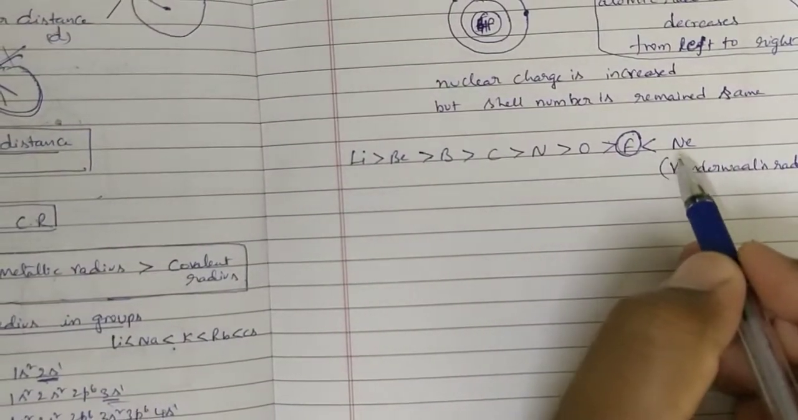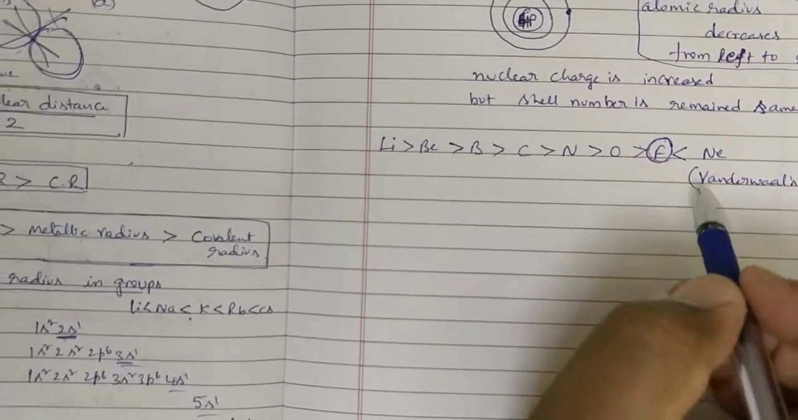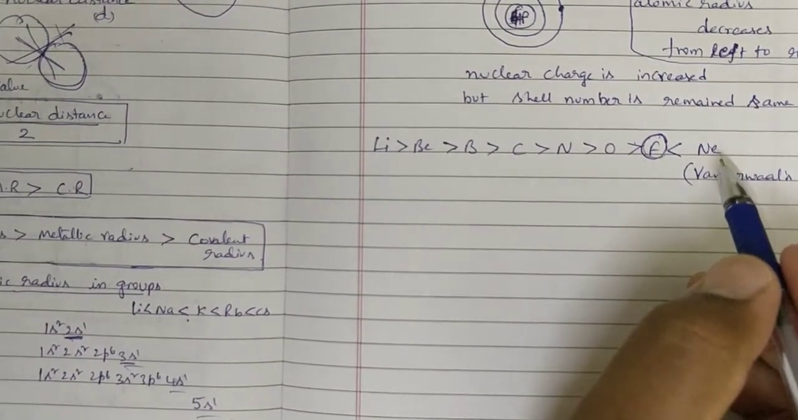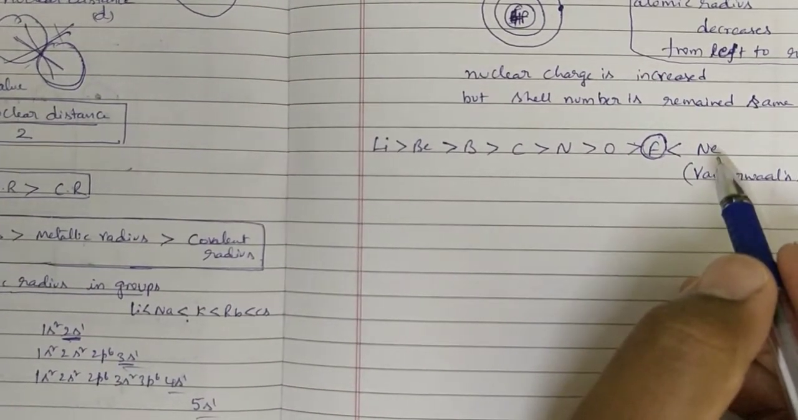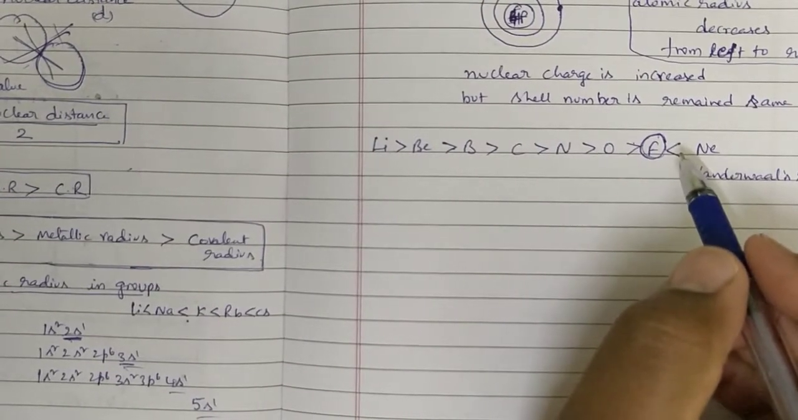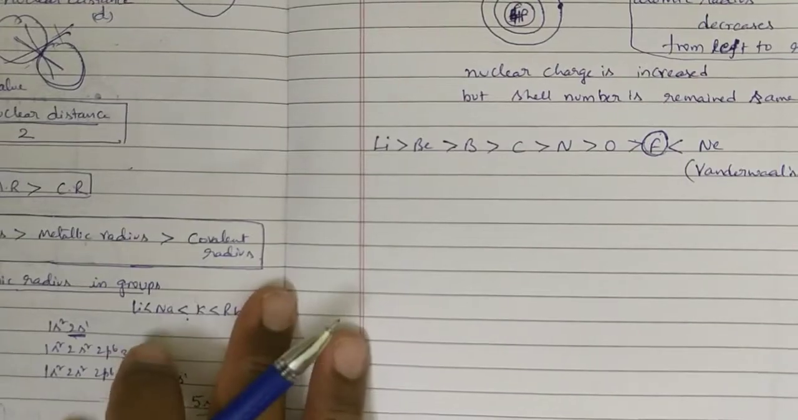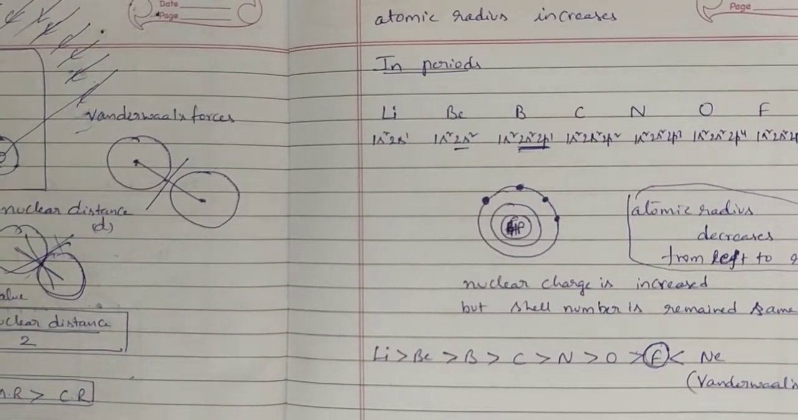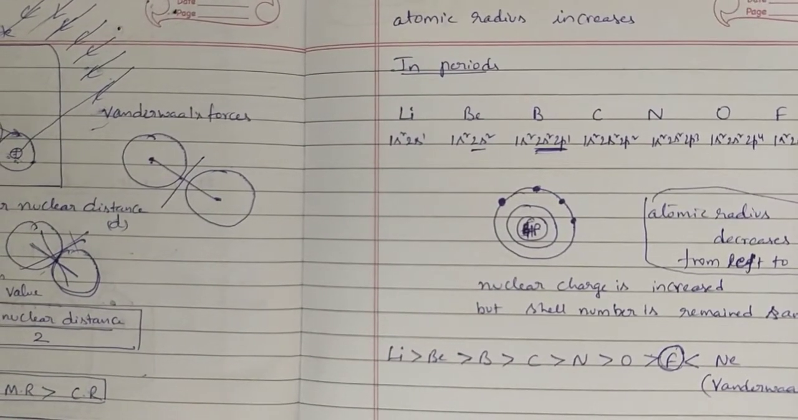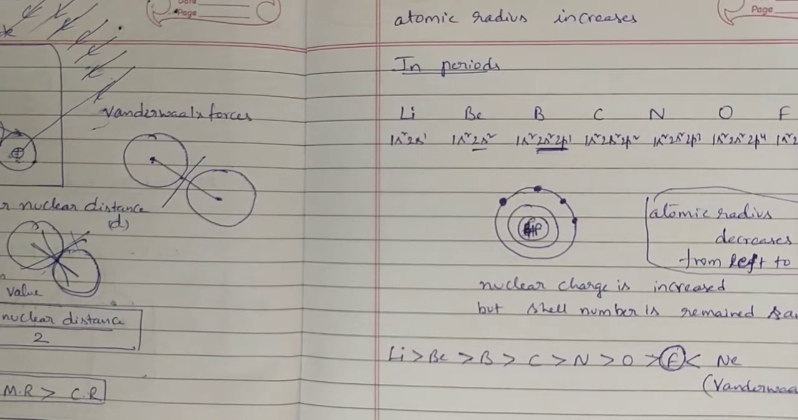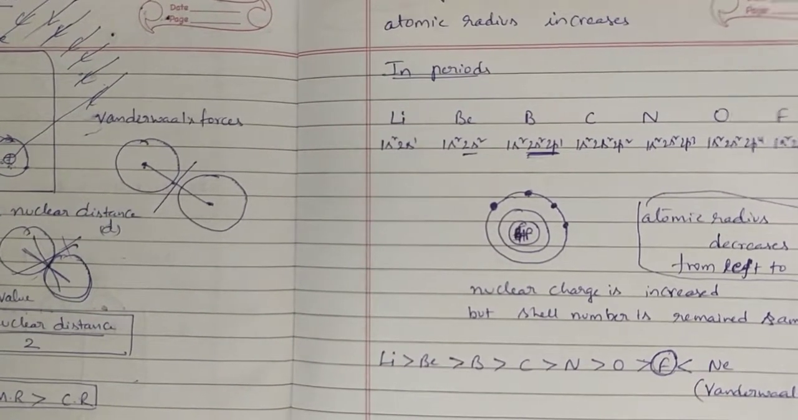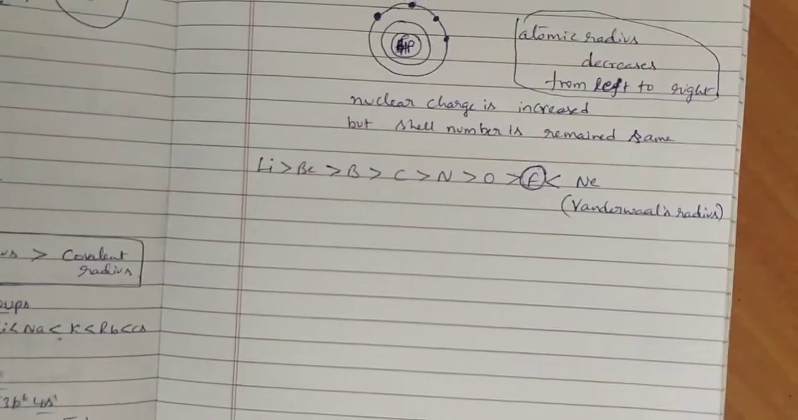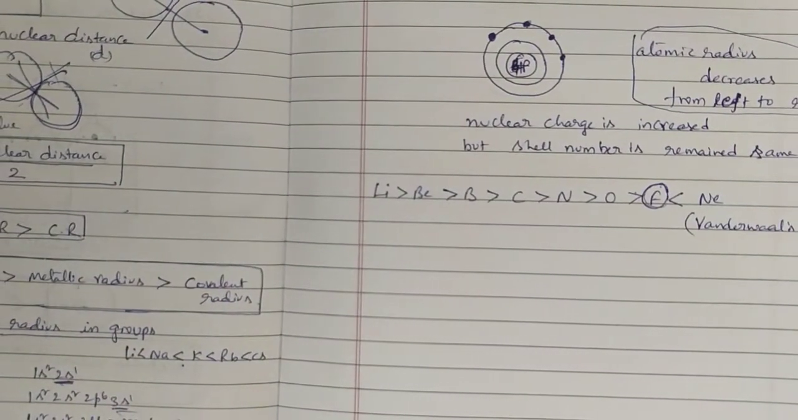And why does neon have a higher atomic radius when compared to fluorine? Because in neon we consider the van der Waals radius. That's why neon is the only atom which has a larger atomic radius than fluorine. Is it okay? This is about the variation of atomic radius in groups and periods. This is the completion of the first property. Atomic radius we completed.